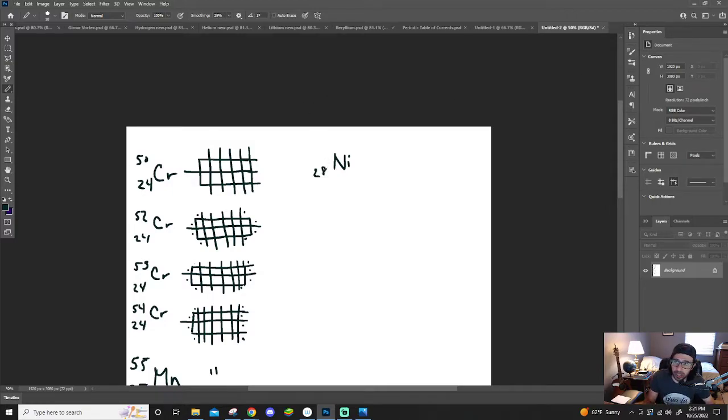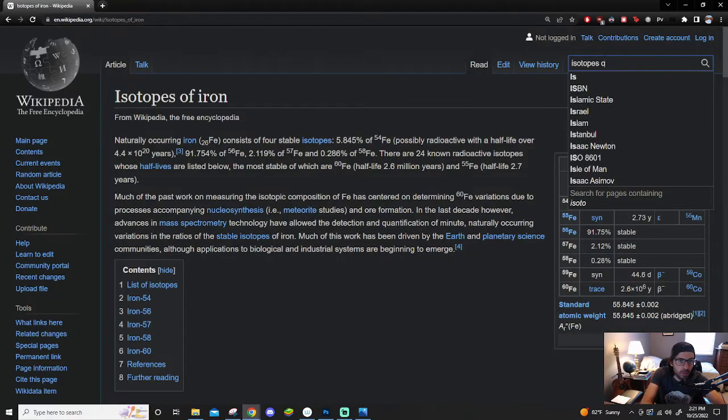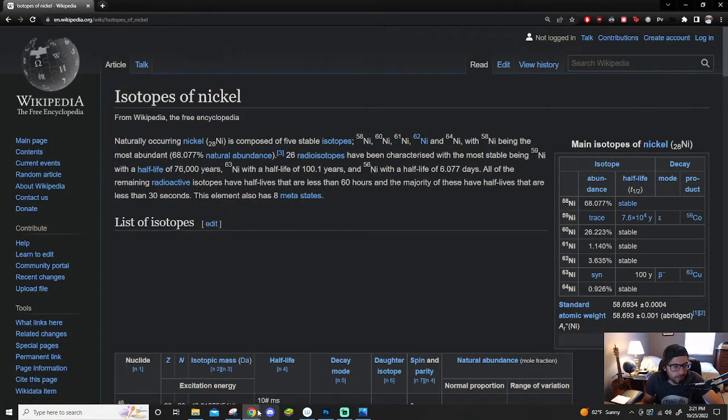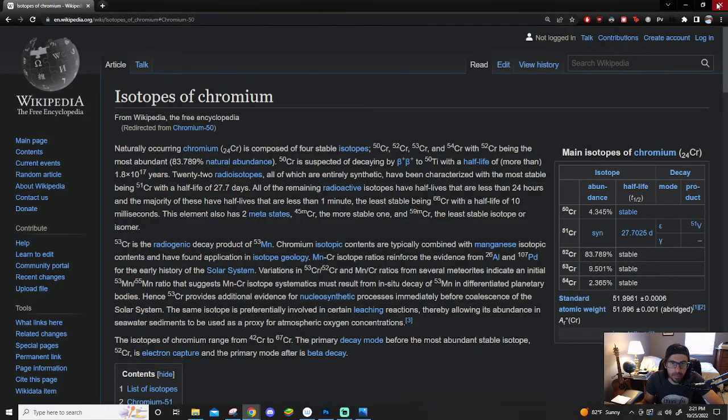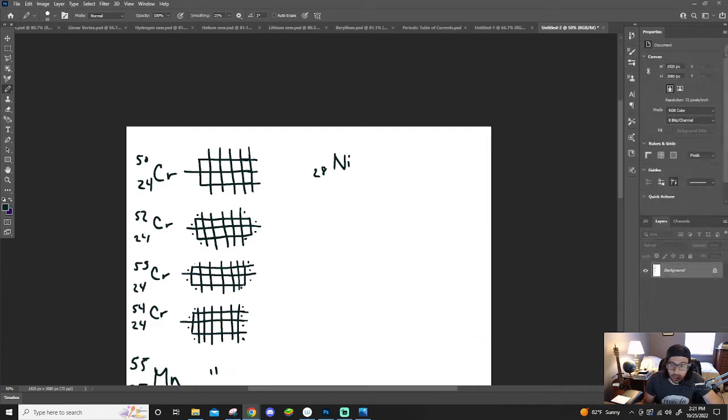And then we need its isotopes. Isotopes of nickel. Okay, 5 stable isotopes. 58 is the most abundant. 60 is pretty abundant. They're all abundant enough, really. Okay, let's say 58.